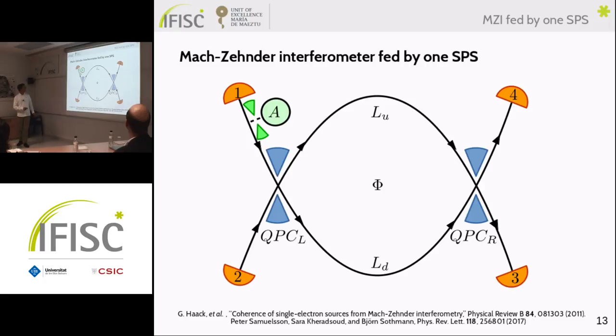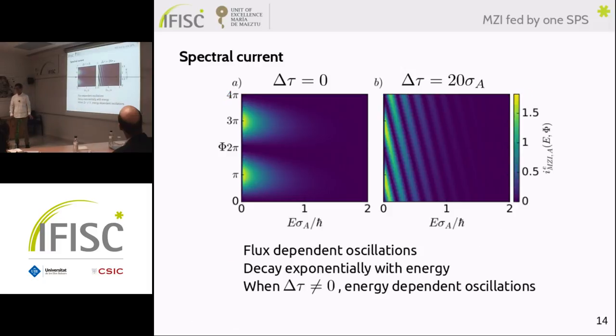So now we move to the first part where we use one of these sources to feed a single Mach-Zehnder interferometer, and we measure the output at 4. First of all, we study the spectral current obtained with the scattering matrix approach, and what we find is that in the spectral current, which is the energy resolved charge current, we have oscillations with the magnetic field and also a decay of these oscillations with the energy when the two arms of the interferometer are equal. But when the two arms are different, we find we also have oscillations in the energy that are also exponentially decaying.